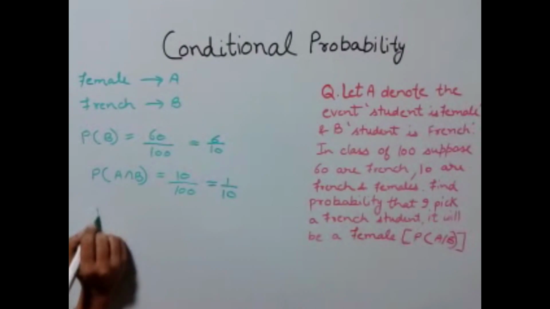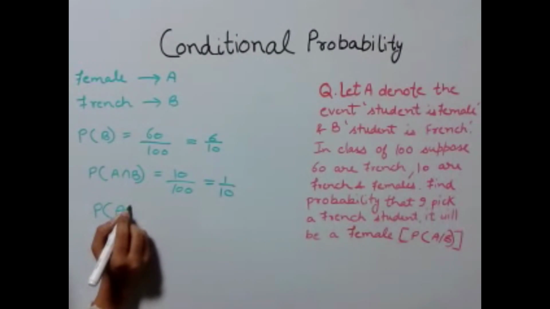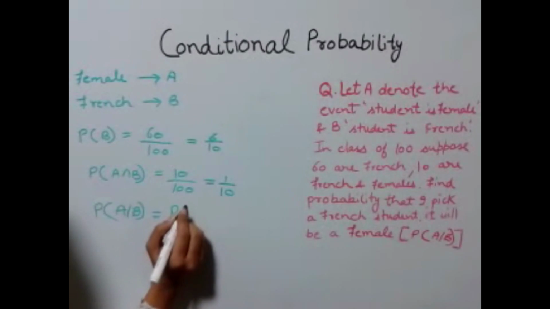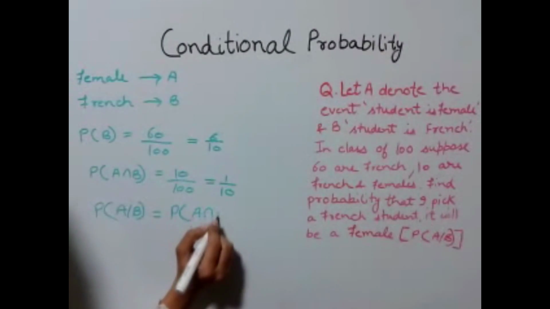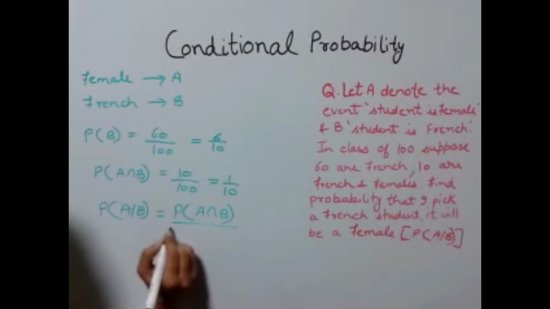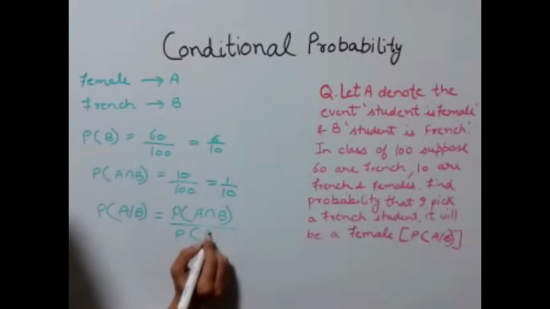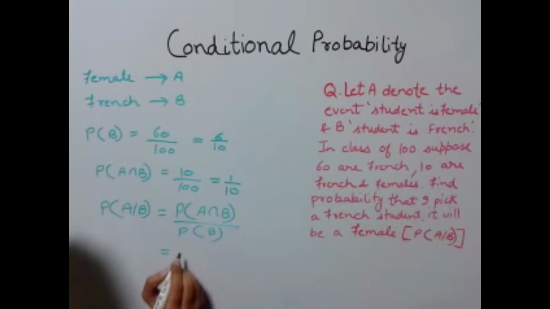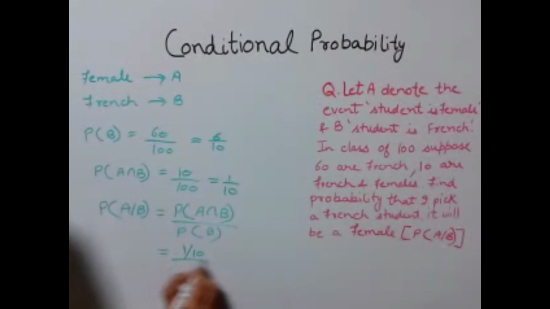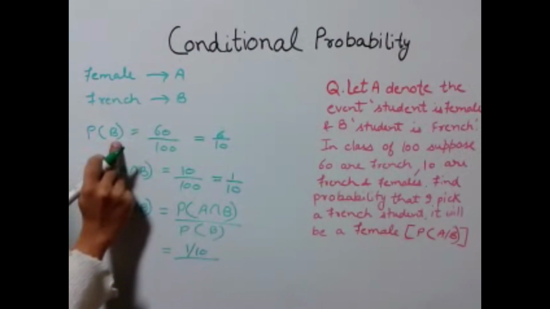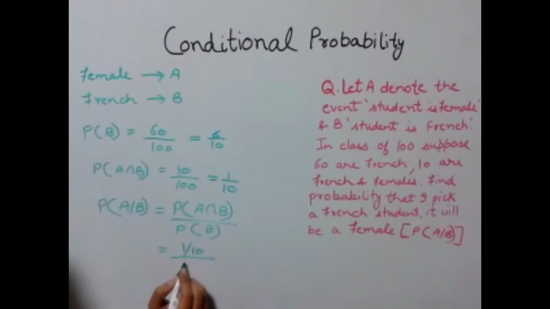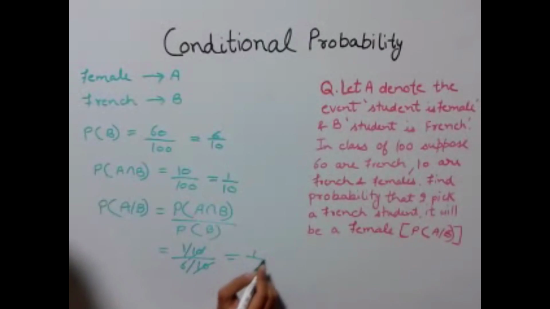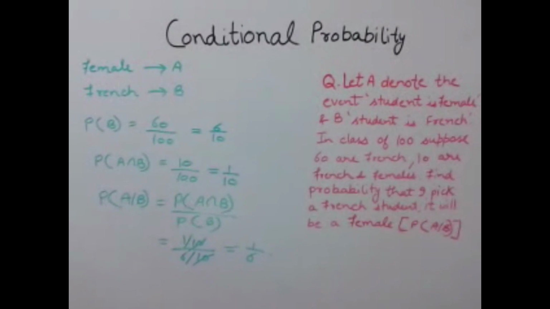So we need to find out probability of A given B, which is equal to, using the formula, probability of A intersection B divided by probability of B, which is equal to A intersection B is 1 by 10 divided by probability of B, which is 6 by 10. Cancel 10 and we get 1 by 6 as the answer.